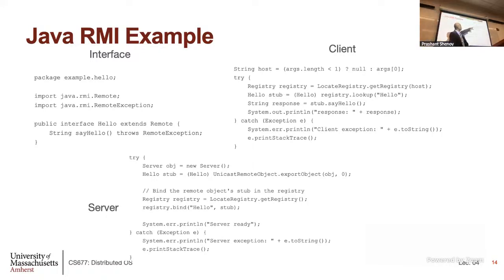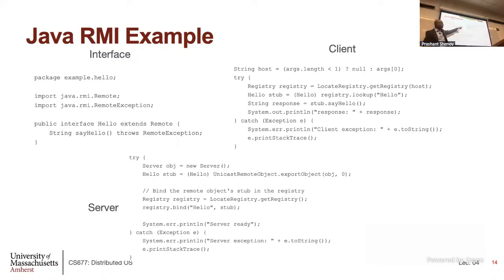Okay, the client code is first going to go find the registry, and it will say, is there a hello method registered with the registry? Your hello object registered with the registry. And assuming you get that, you get a stub. And then you basically say stub.sayHello. That's your RMI call. Okay, so the code for the say hello is actually in this process.